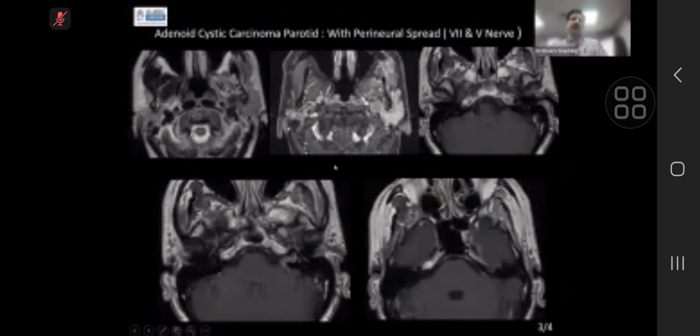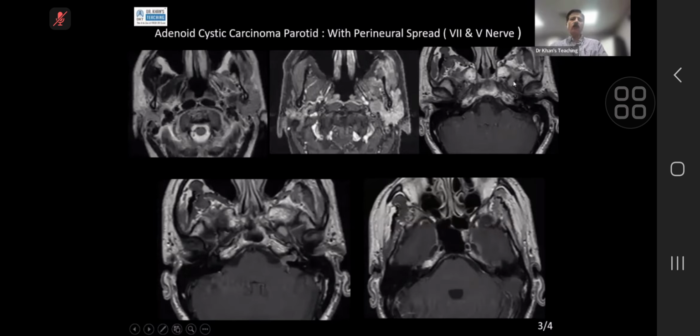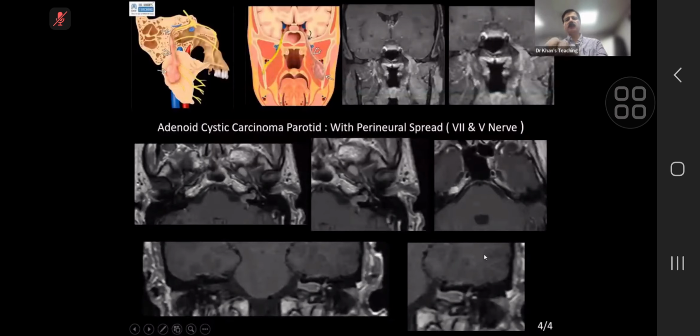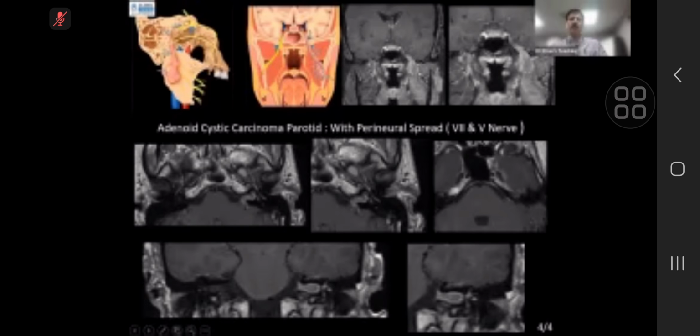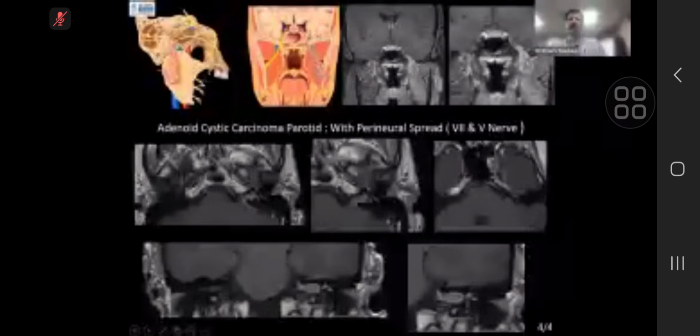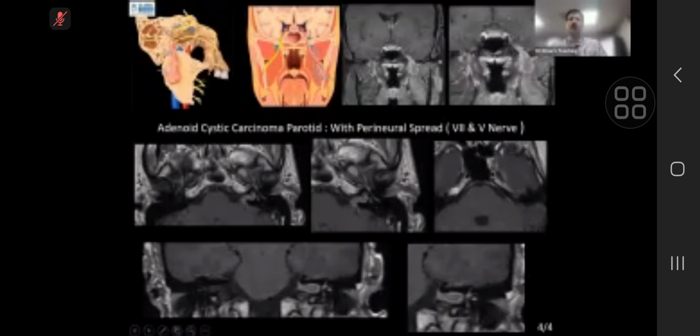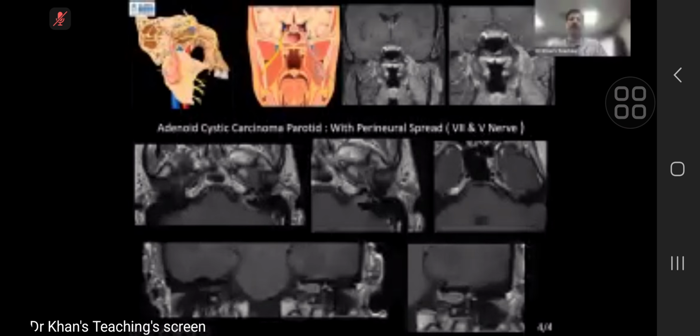anatomy-wise, there are some connections to the lingual nerve between the seventh and the fifth nerve. So part of the tumor has gone into the fifth nerve, and from there, perineural spread into the Meckel's cave is visible. This is the coronal of our patient, coronal T2. And you can see this enhancement and how it is going into the foramen ovale.